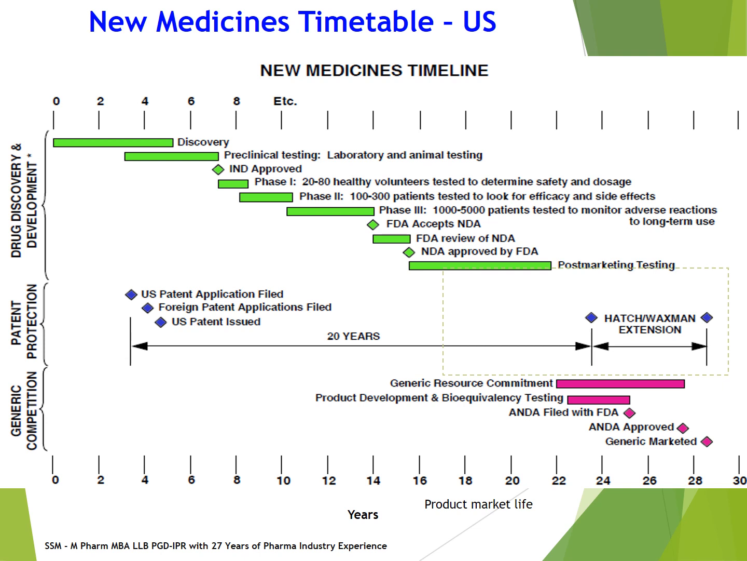A generic product cannot be launched or cannot be approved by US FDA before the expiry of the patent or any extension which is added to the patent term. But the development of the generic product will start well before expiry of the patent.